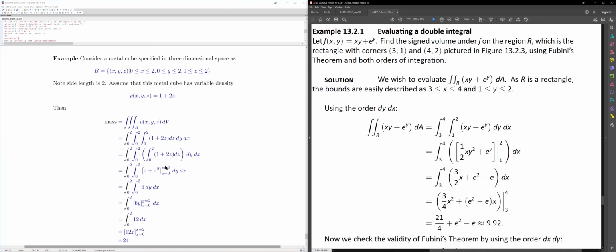So this inside integral here just works out to be 6. You did the inside integral, but you have two integrations left over. You want to compare what we did for a double integral. Once you work out your inside integral, you're going to have just one integration remaining.